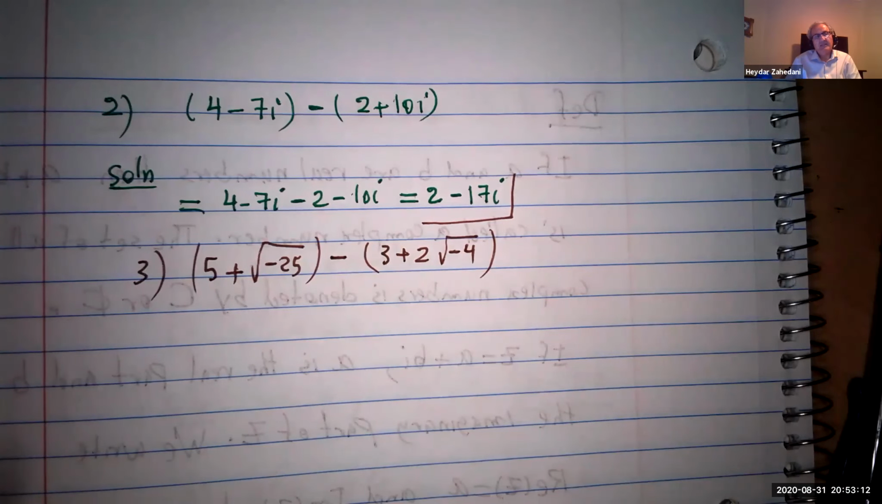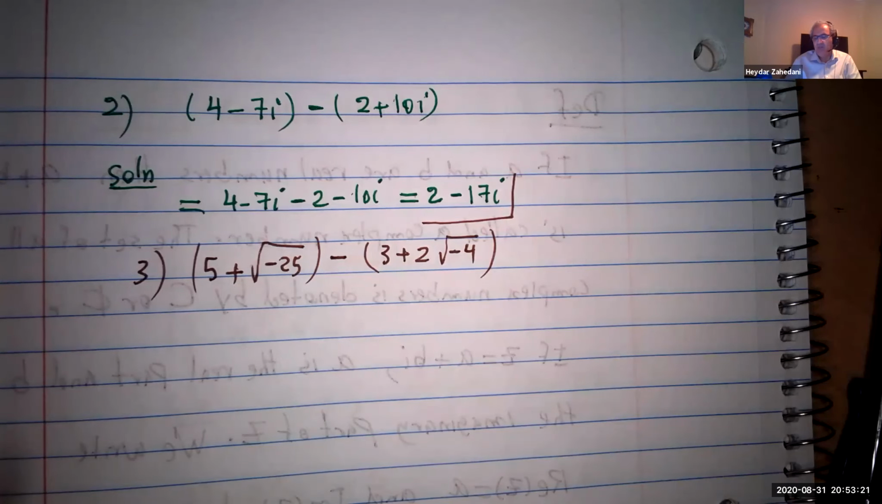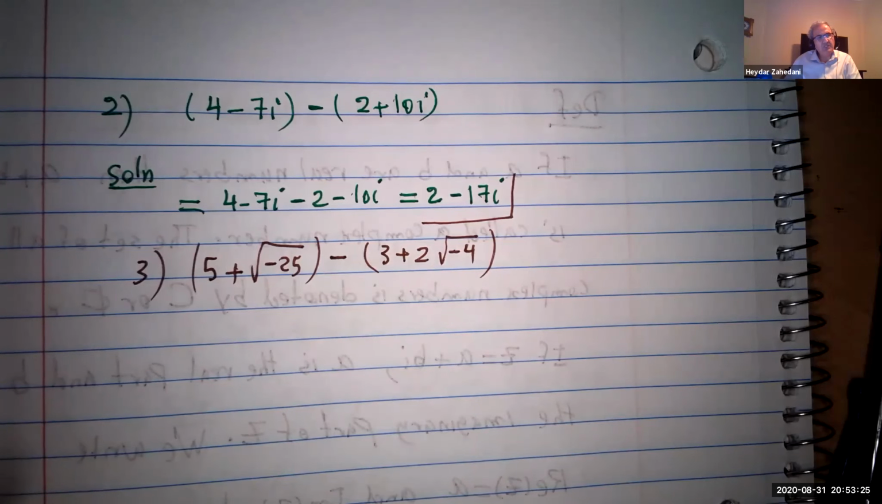You see, that's what? You know that with the real numbers, you can't do this type of operation. Because radical negative 25 doesn't make sense, does not exist. And this does not exist. So what you are going to do is change these into the I form, using the fact that the radical negative one is I, and then come back and do the job. Okay, so we can do it.